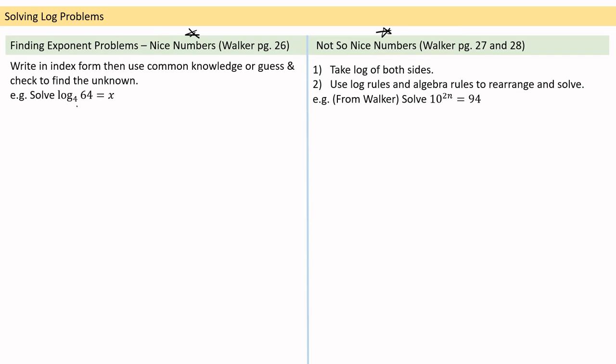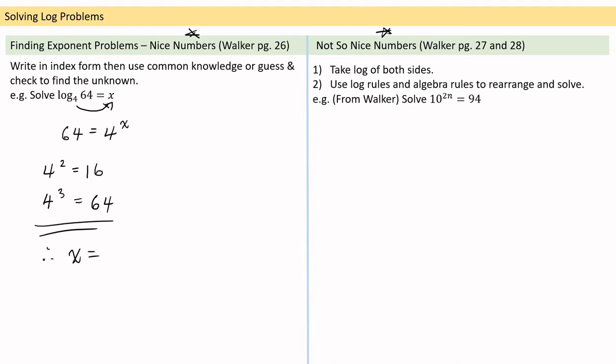So over here, 4 is going to become the base, and x will become the exponent. We get 64 equals 4 to the power of x. Now, common knowledge, we know that 4 squared is equal to 16. So we could make an educated guess and check 4 to the power of 3. Also, we could know from the previous two examples about 4 to the power of 3 equaling 64. When you do 4 to the power of 3, you get 64, and therefore x is equal to 3.